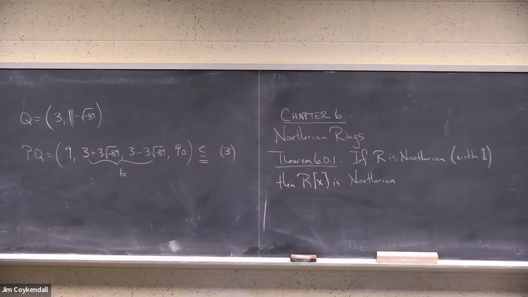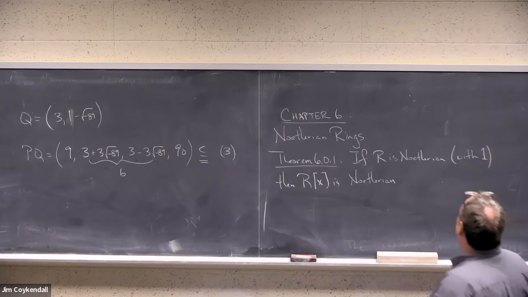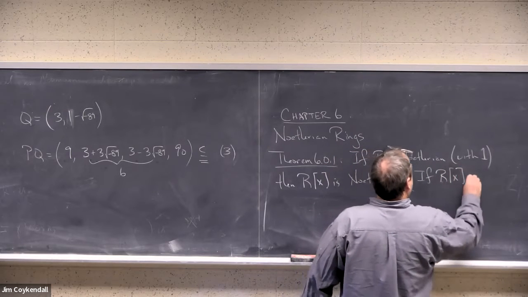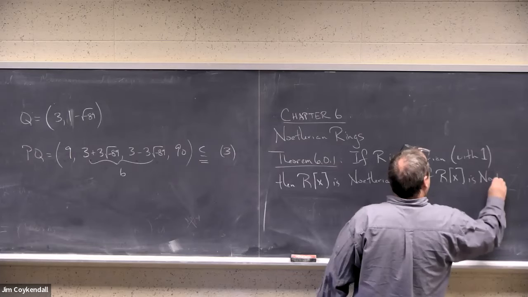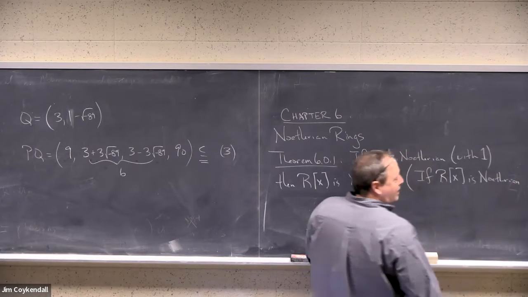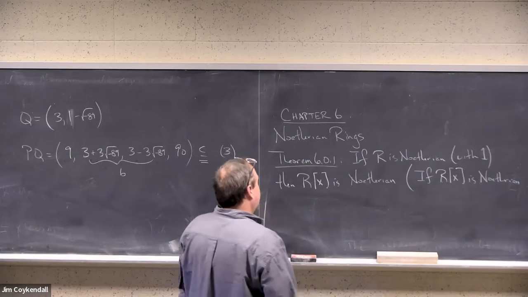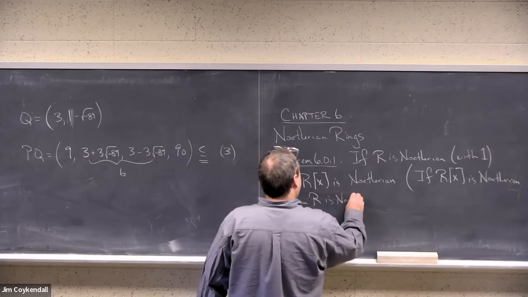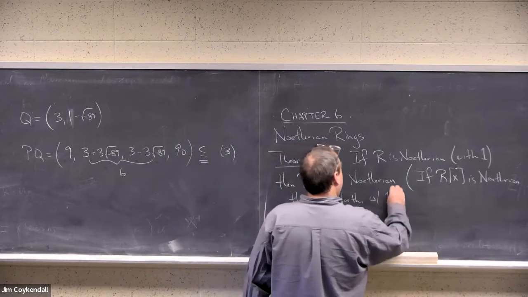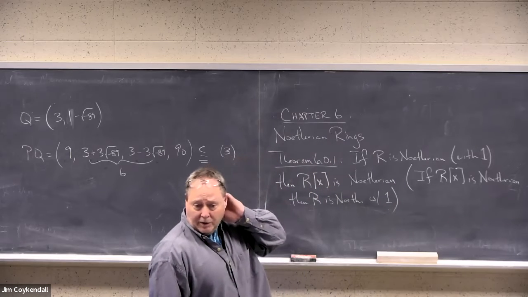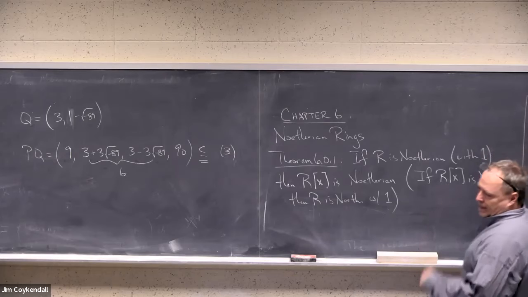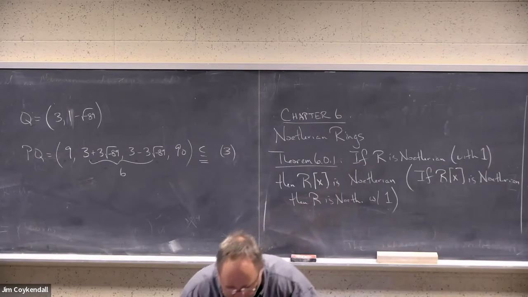It's a little bit subtle where the fact that this uses an identity comes up, but it does. Making no assumption about the identity in the beginning, if R[x] is Noetherian, then R is Noetherian with identity. So in other words, if you have a ring without one, the polynomial ring is never Noetherian, which is kind of cool.